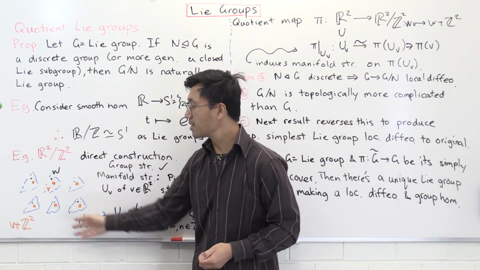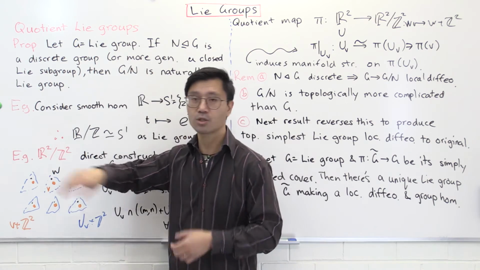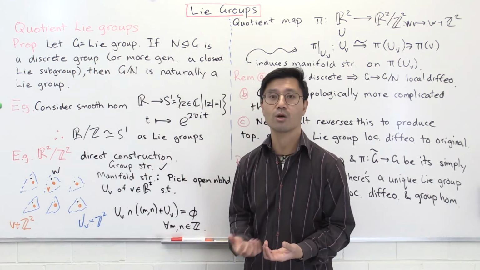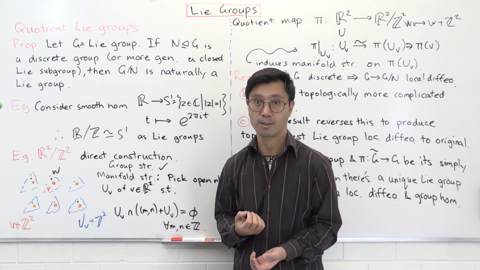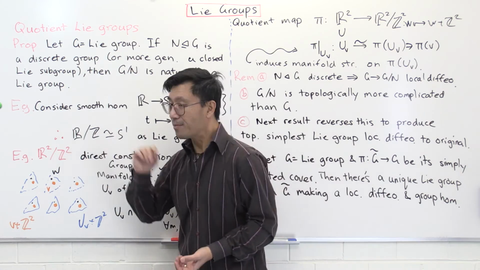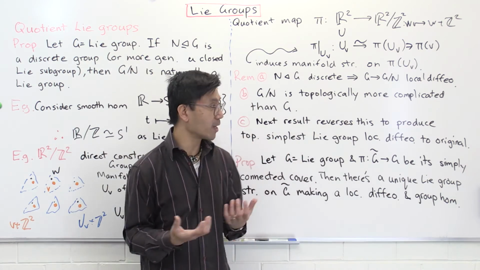And a similar thing happens here. You look at this R2, this is contractible, but this R2 mod Z2 is the torus. So topologically, it's much more interesting and complicated. That actually is a general phenomenon that we see.